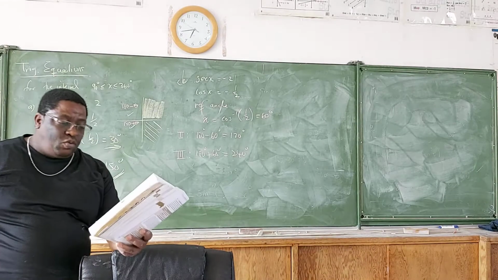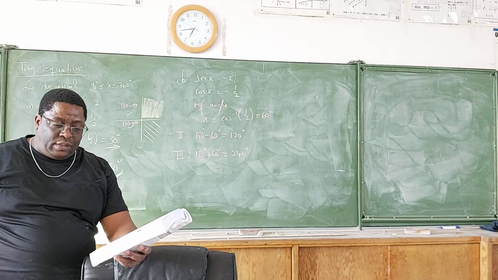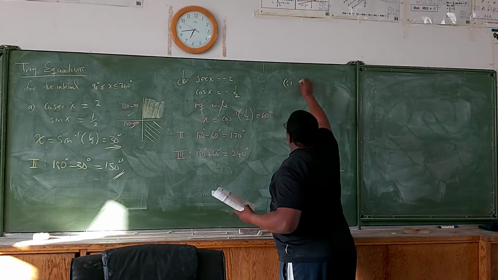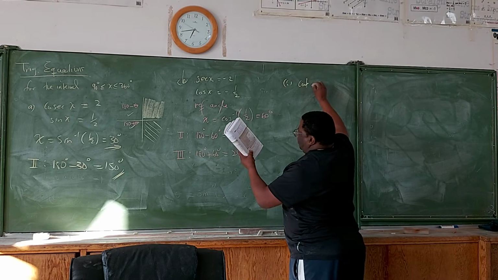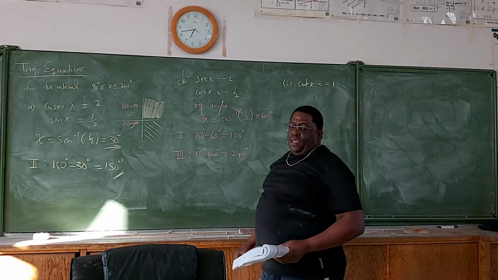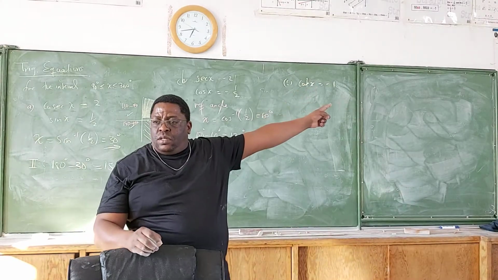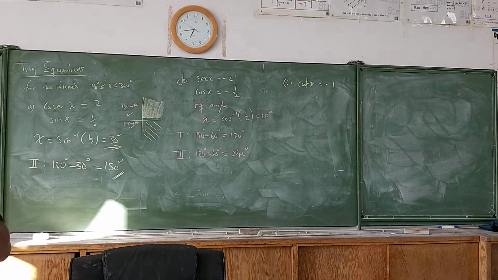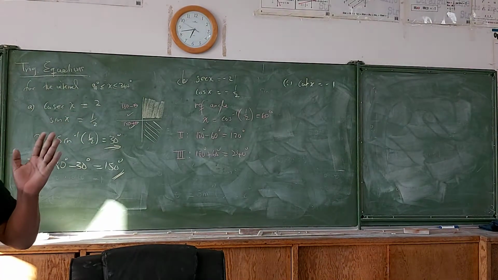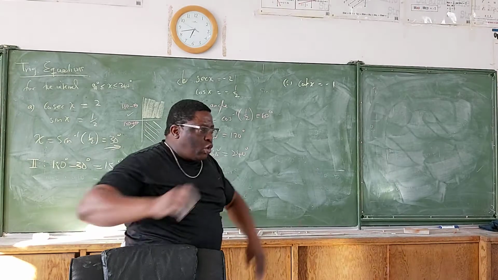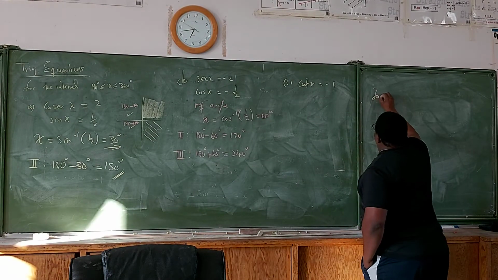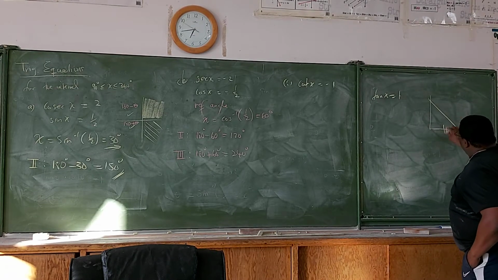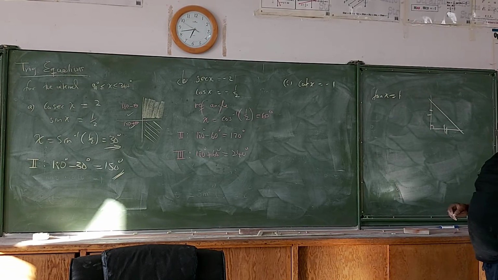Now, I'm going to do one more. Is that fine with you? Good. I'm going to do cot. Cotangent x equals negative 1. By the way, what is the tangent of x equals 1? Thinking 45 degrees. Don't you remember? 45 degrees. Tangent is opposite divided by adjacent. So what I was saying here, I was saying tan x equals 1. 45, always. Are you with me?